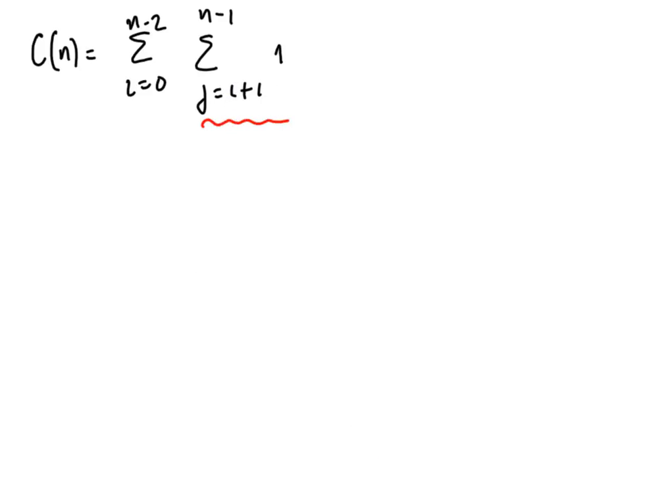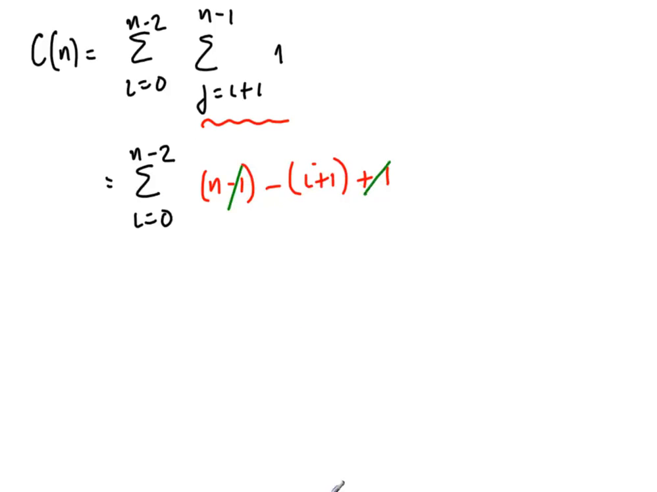So we can simplify this using our earlier summation rule to say this is the sum for i equal to 0 to n minus 2 of the upper bound minus the lower bound plus 1. Right? So in n minus 1 minus i plus 1 plus 1, we can cancel a minus 1 and a plus 1, and we can further simplify this as the sum for i equal to 0 to n minus 2 of n minus i minus 1. So this minus and plus gives us a minus i. So now how do we simplify this?